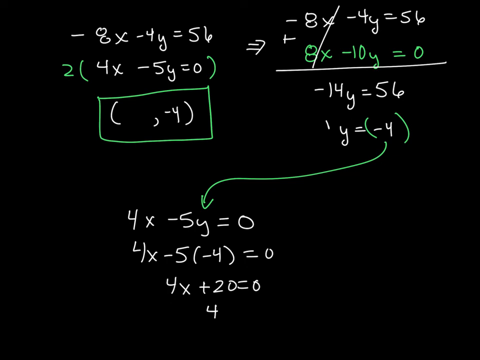Hope you caught that on your own first. I'm going to take the negative 20 and move it to the other side. When I do that, that gives me 4x is equal to negative 20. Divide both sides by a positive 4, and my x value is negative 5. So my final answer, again, must always be in this ordered pair of x and y.